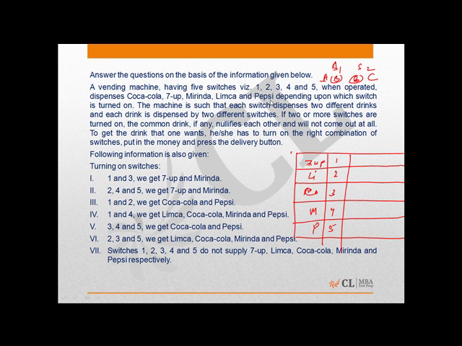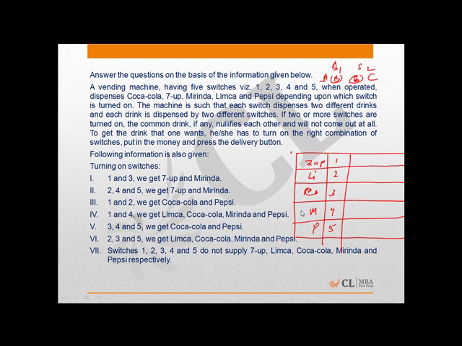To get the drink that one wants, he or she has to turn on the right combination of switches, put in money, and press the delivery button. Some additional information is also known. So basically here we have to find the drinks that come out of the 5 switches.